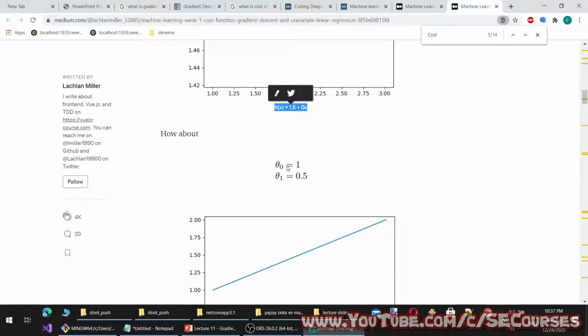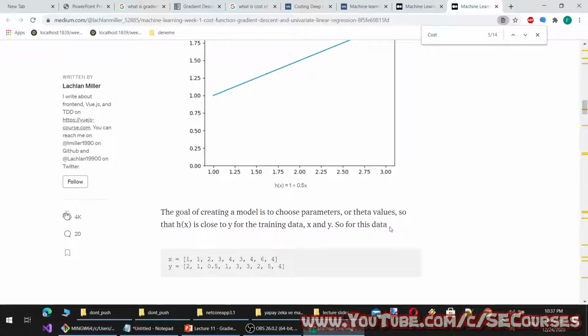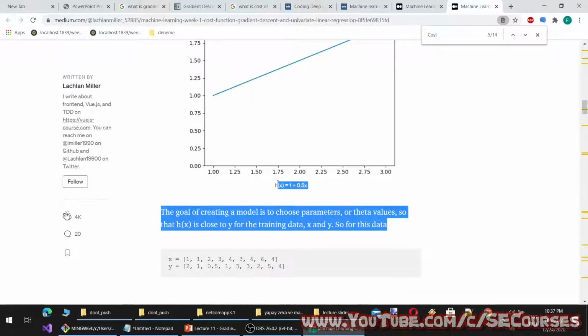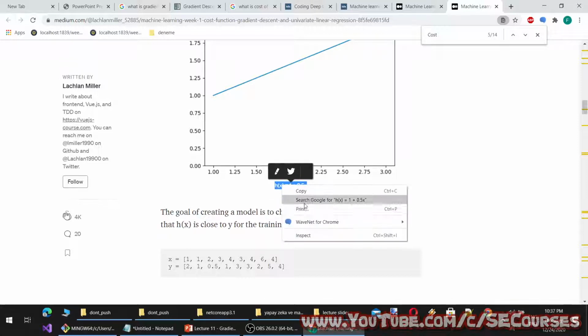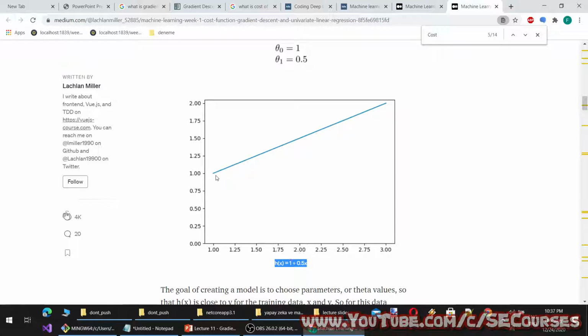However, if theta 0 is 1 and theta 1 is 0.5, it becomes like this. h(x) equals 1 plus 0.5x. So it is like this, as you can see. This is the slope.